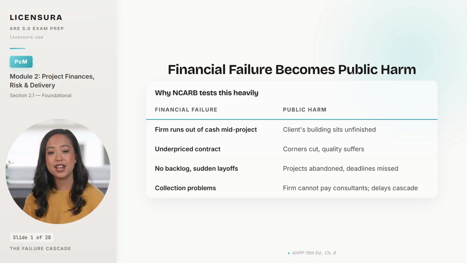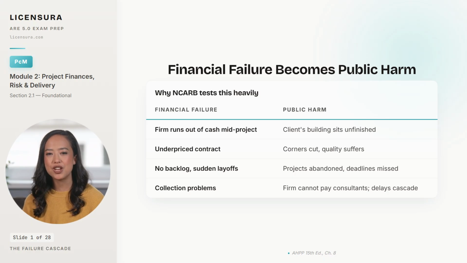A firm that runs out of cash mid-project leaves a client with an unfinished building, sometimes for years. An underpriced contract forces the principal to cut corners on coordination, on detailing, on construction administration, and the quality of the built work suffers in ways the client cannot see until something fails. A firm with no backlog has to lay people off without warning, and the projects those people were running get abandoned or handed to colleagues who do not have the context.